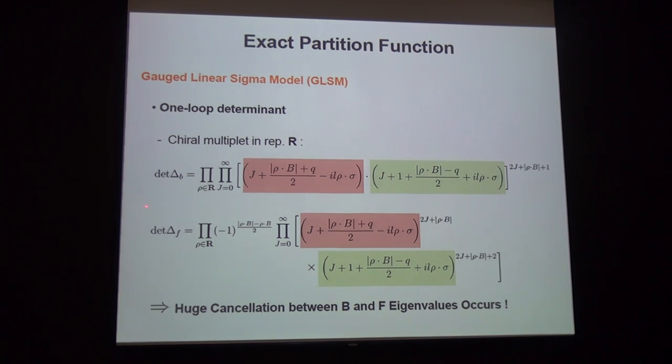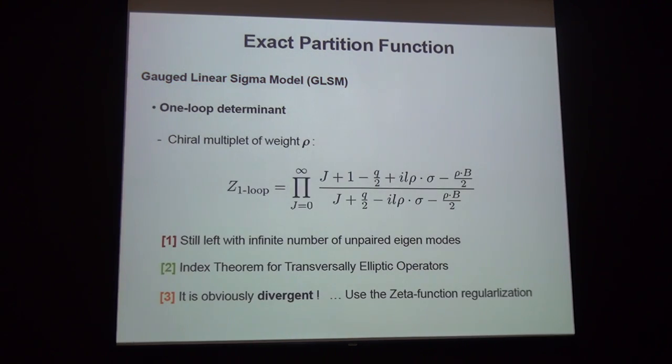And one can show that this one-loop determinant from the fermionic field in this chiral multiplet is given by these expressions. And as you can see, there are huge cancellations between this boson and fermion eigenmode. But we are still left with an infinite number of unpaired eigenmodes, boson and fermion. And at the end, one can show that this one-loop determinant from this chiral multiplet carrying some electric charge rho is given by these expressions.